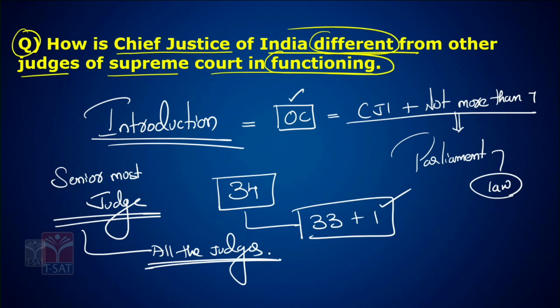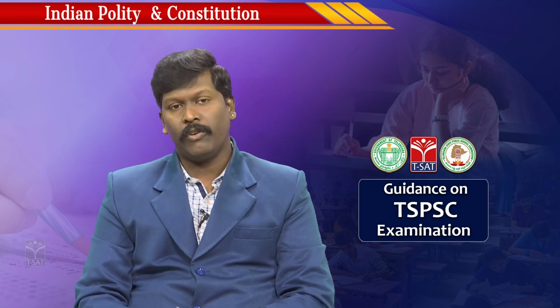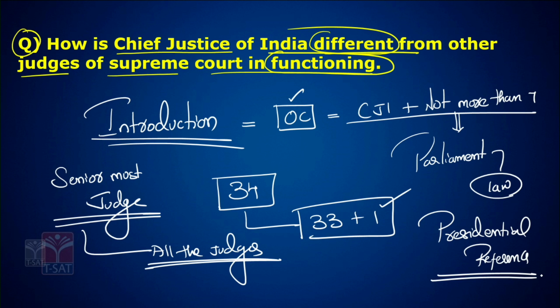To understand why senior most judge and all came, the thing you need to focus on is the first Judges case, S.P. Gupta versus Union of India. The second Judges case, Supreme Court Advocates-on-Record versus Union of India, and the third Judges case, which is called the Presidential Reference. The question is all about how the Chief Justice of India is different in functioning from other judges.